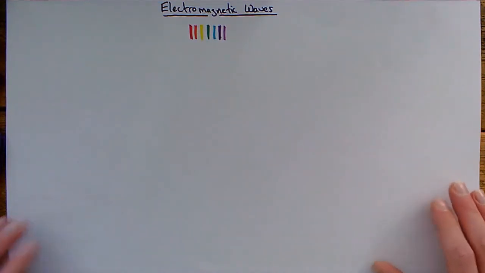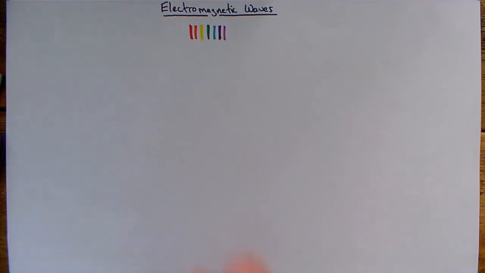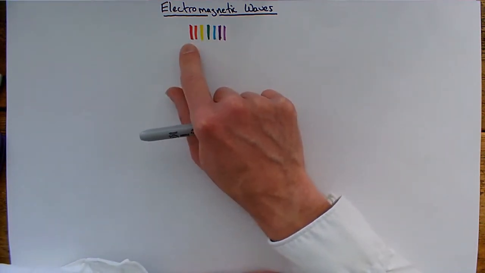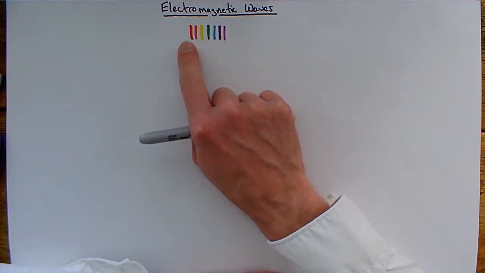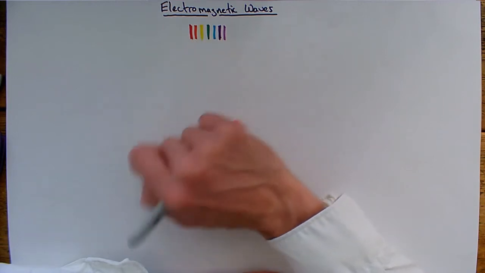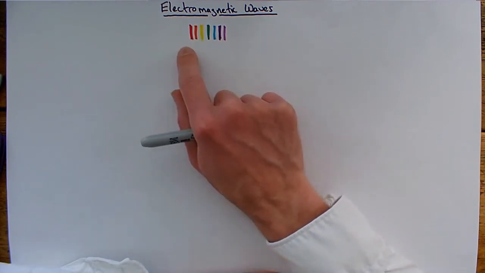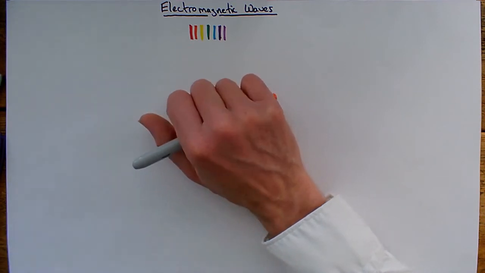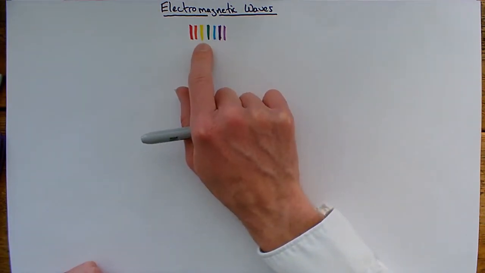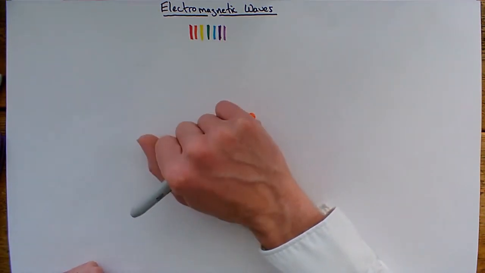Electromagnetic waves. To first understand electromagnetic waves, we start with the visible light that we can see. So we can see red, orange, yellow, green, blue, indigo and violet light. And that makes up what we call visible light. Now, the difference between red light and yellow light and green and blue is their wavelength.